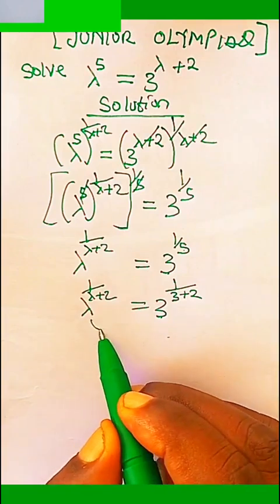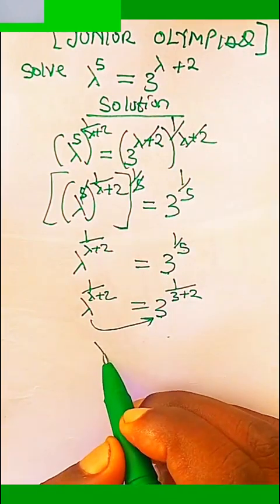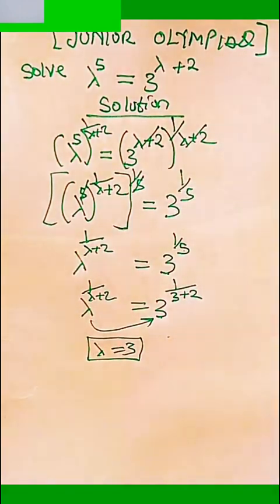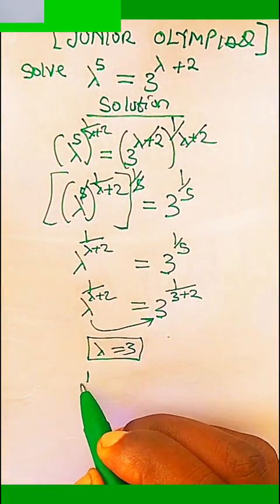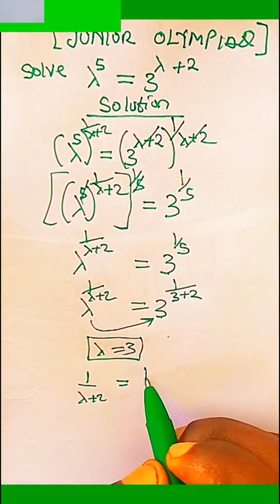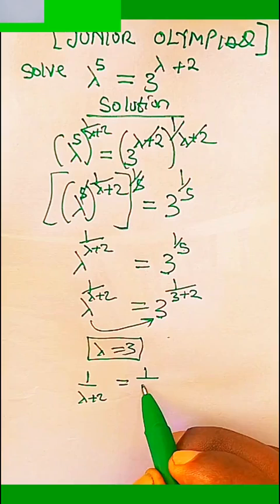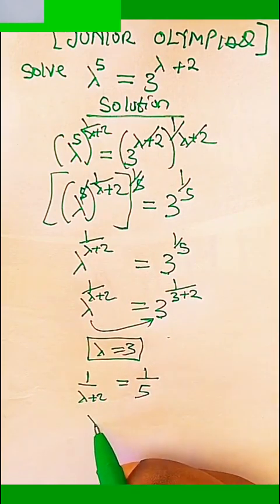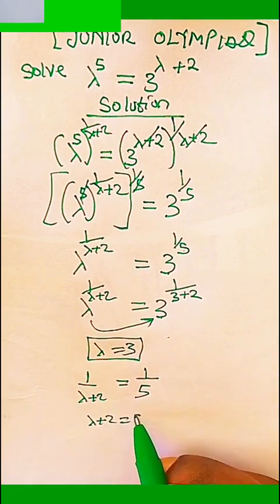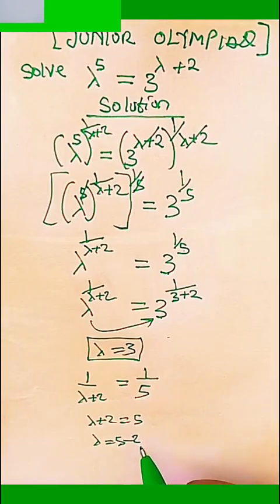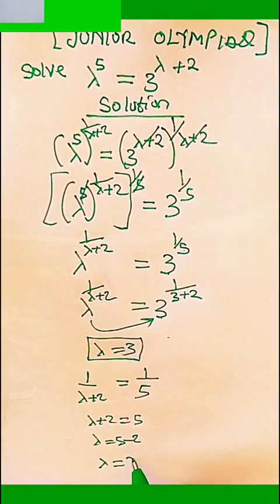Clearly, the value of lambda here is 3. So if you equate the base, for you to be sure of your answer, equate the powers too. The power is 1 over lambda plus 2 equals 1 over 3 plus 2, which is 5. So now let's try it. This gives us lambda plus 2 equals 5. So lambda will be equal to 5 minus 2. 5 minus 2 is 3.